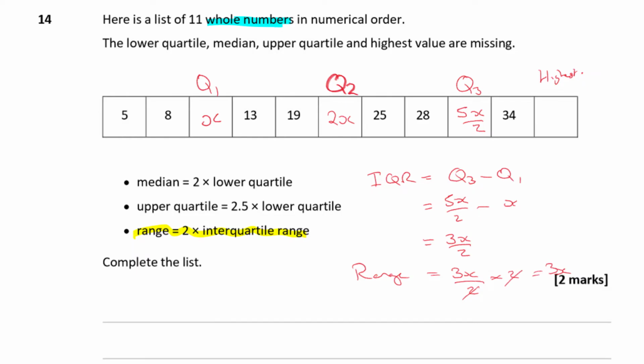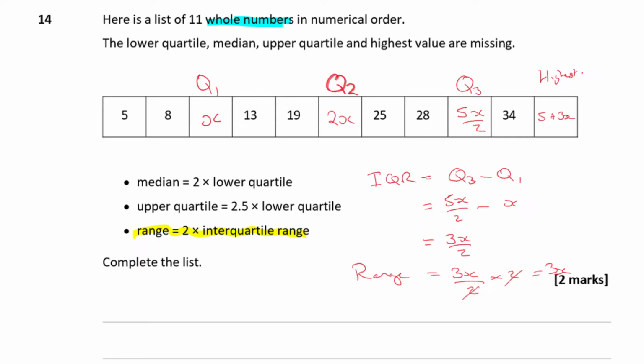And so the highest value is going to be the lowest value plus the range, isn't it? Because the range is normally highest minus lowest. So if I know the lowest and the range, then the highest is going to be the lowest value plus the range. So it's going to be 5 plus 3x, or 3x plus 5. Right, so now we know basically what these values need to be in terms of x.